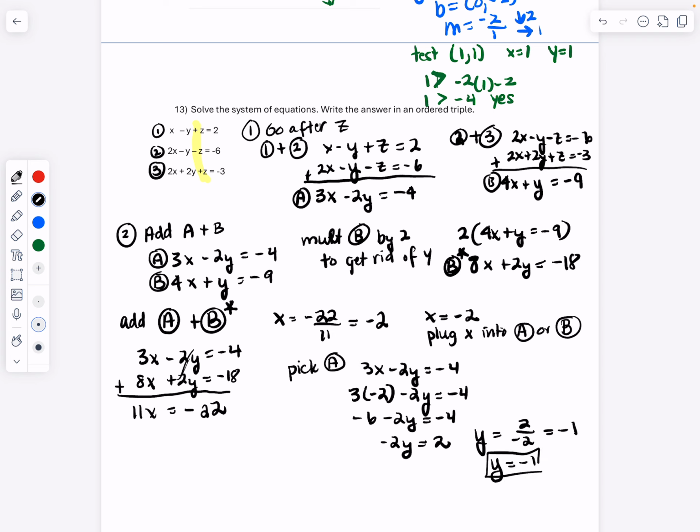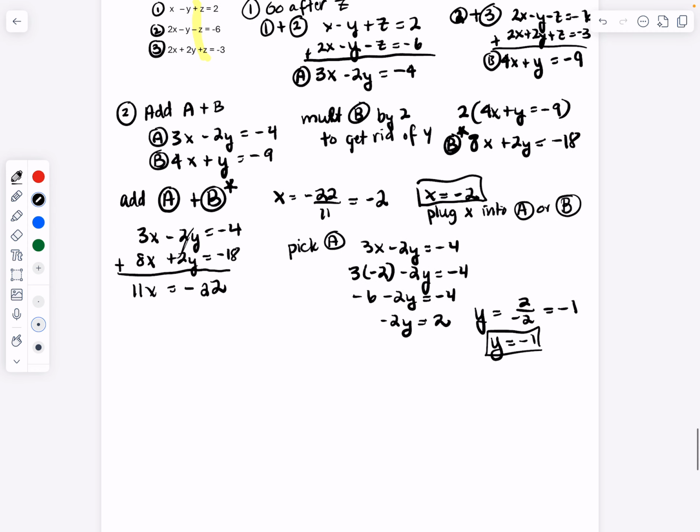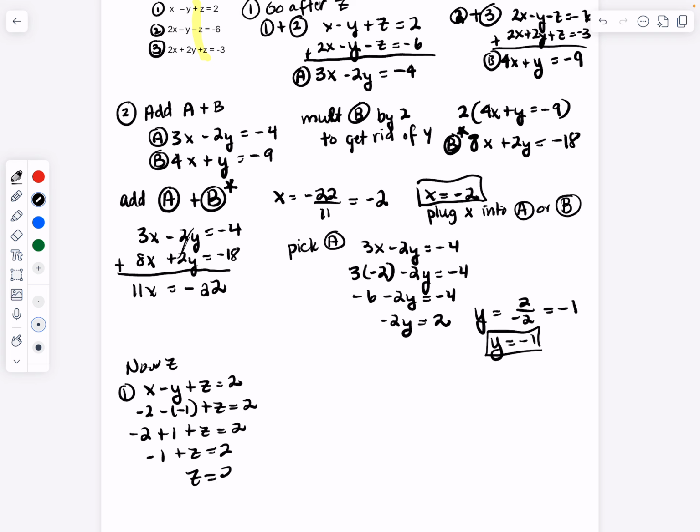Okay, we're almost there. We have x, we have y, now we have to get z. Okay, so I'm going to pick line 1. Line 1 says x minus y plus z equals 2. So x equals negative 2, y equals negative 1, and z is what I'm looking for. So negative 2 plus 1 plus z equals 2. So negative 1 plus z equals 2, z equals 3.